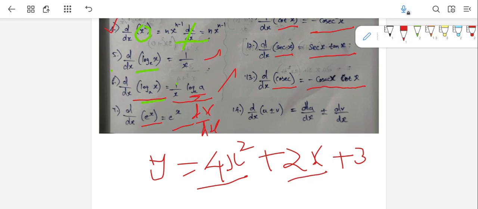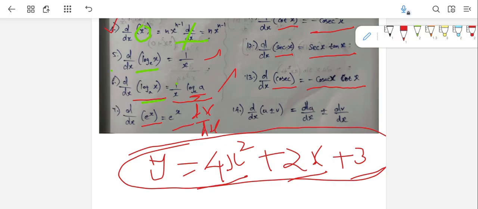2x means third formula you can use it. So for 3 alone separately, you know the constant is 0. But when you have to differentiate this whole term, how will you do it? That's what this chain rule, or this 14th one especially, tells you about: how to do this long differentiation.